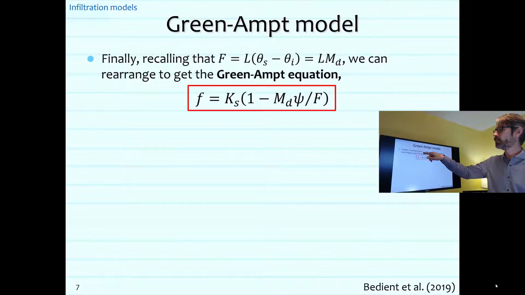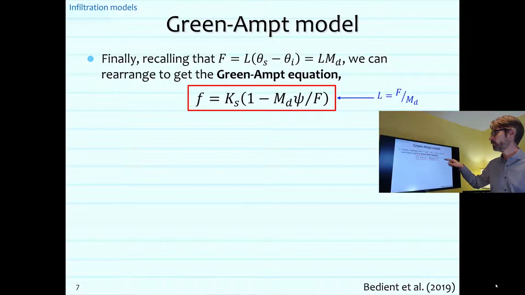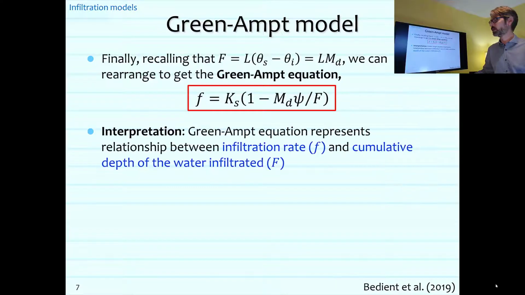Recalling that F is equal to L times theta S minus theta I, or L times the moisture deficit, we can rearrange, so we'll substitute into the last equation on the previous page, and this is the nature of the substitution. I just replace my L on the bottom with F over Md, and then I have lowercase f and capital F, which is the relationship that I want.